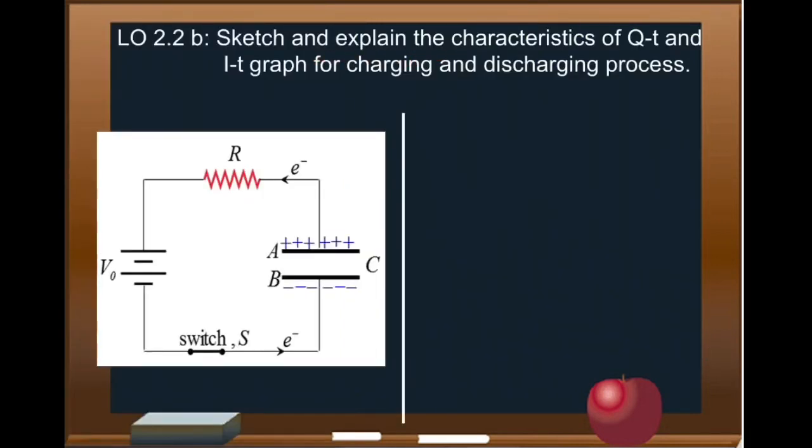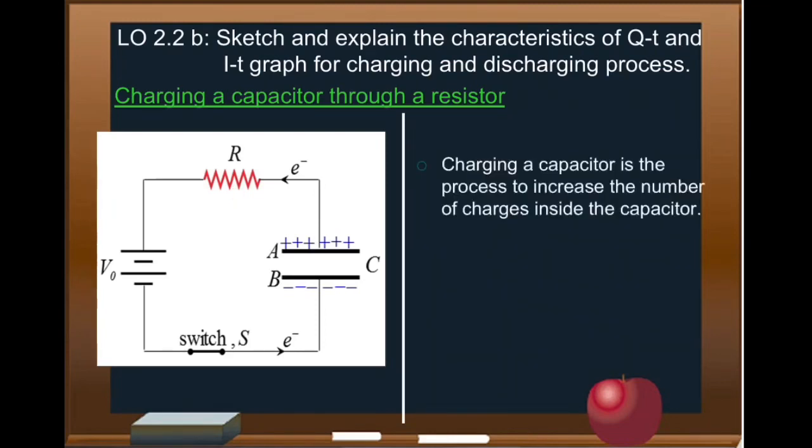Now we are going to sketch and explain the characteristics of Q against T and I against T graph for charging and discharging process. As mentioned before, a capacitor can do two processes, which are charging and discharging. So we are going to look at charging a capacitor through a resistor first, which is a charging process. The figure shows a simple circuit for charging a capacitor. A capacitor can be charged by connecting it in series with a battery and also a resistor.